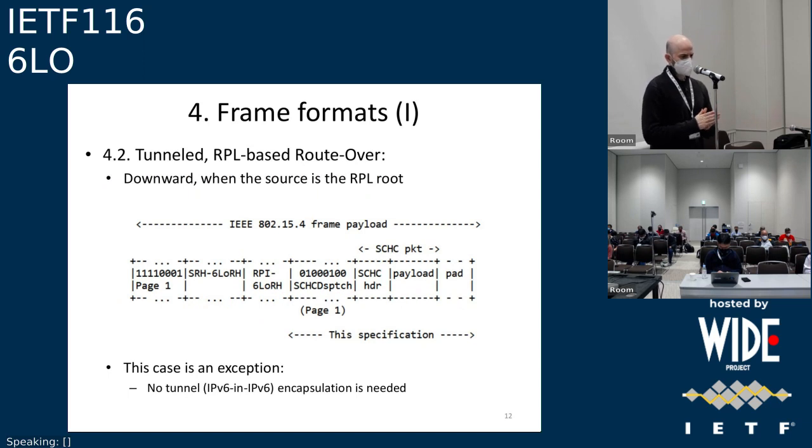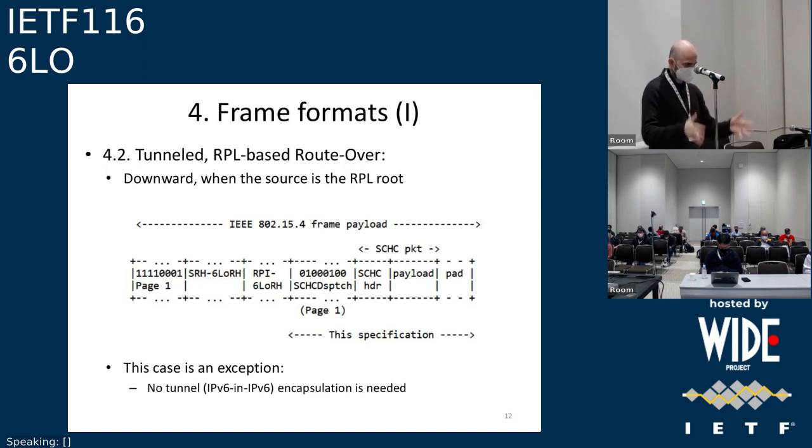So section 4 describes the frame formats that are used by these different approaches. What I'm going to present is just the new frame formats that have been added in 01. First, we have one frame format added in folder 2, which focuses on the tunnel RPL-based route over. This is for one case that we had been missing before in 00, which is when we have downward transmission and the source is actually the RPL root itself. In this case, there is no tunnel. It's kind of an exception.